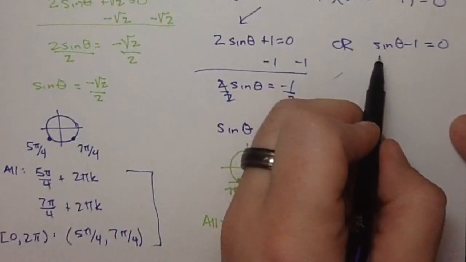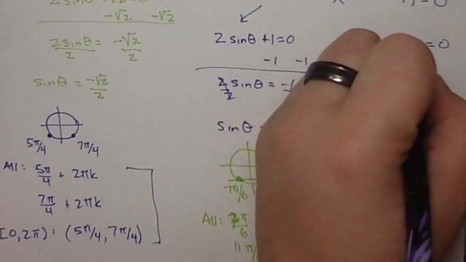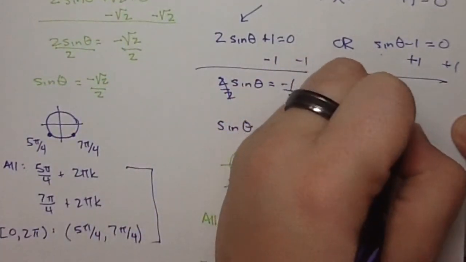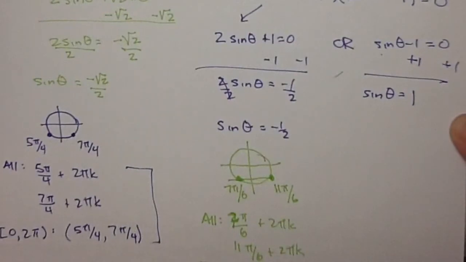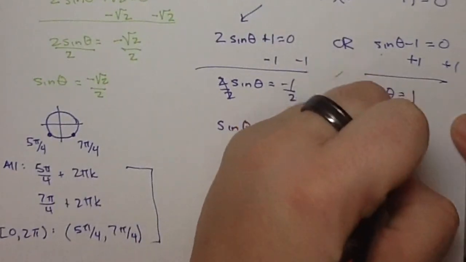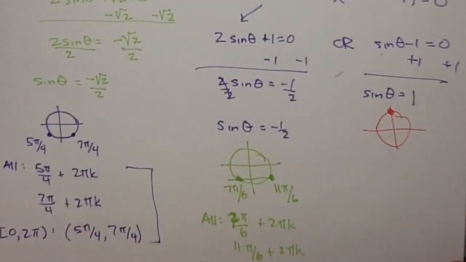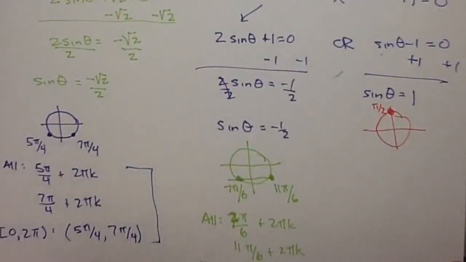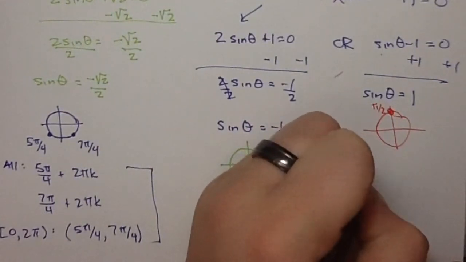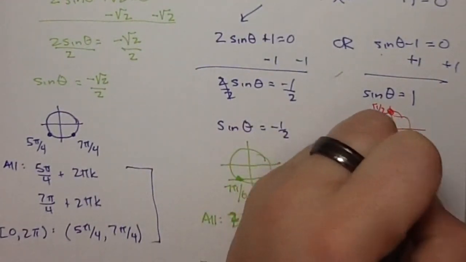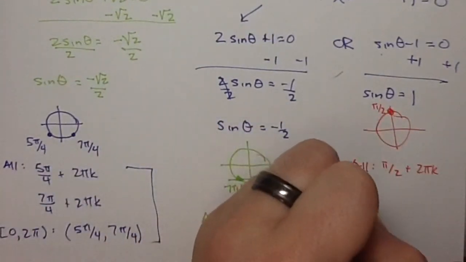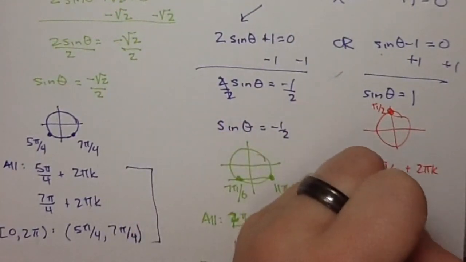So here we've got sine of theta minus 1 is 0, so we add 1 to both sides. And so now we're looking for the place where the sine of theta equals 1. Now, this only happens here. So this is just at pi over 2. So all solutions here would be pi over 2 plus 2 pi k, because every time you go around the circle, you'll hit it once. And then on the particular, 0 to 2 pi, it's just pi over 2.